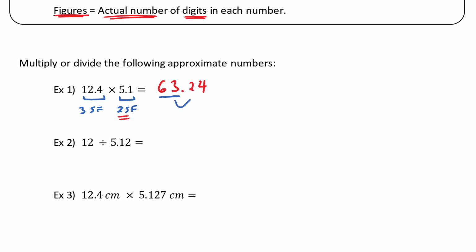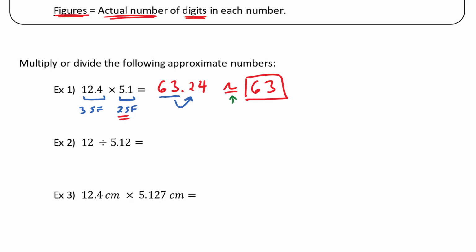We look to the one number to the right. It is a 2. It's below 5. So this rounds off to 63. Final answer. Now notice here, I didn't say equals. I said approximately equal to, indicating I have rounded this number off. So again, with multiplication or division, we're going with the fewest number of significant figures.